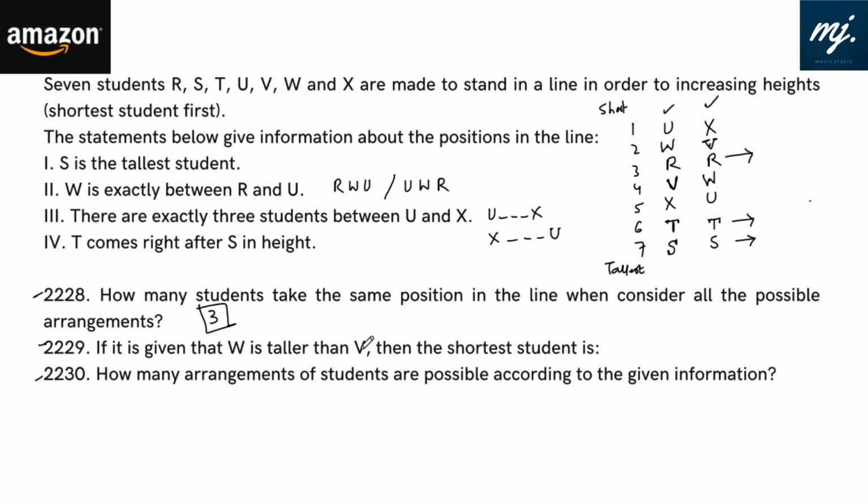If it is given that W is taller than V, then the shortest student is? In the first arrangement, W is shorter than V. In the second arrangement, W is taller than V, because as we are going down, the height is increasing. So if W is taller than V, X is the shortest. Answer to the second one would be X. How many arrangements of students are possible according to the given information? 2 different arrangements are possible.